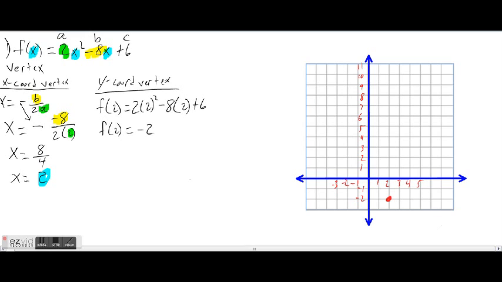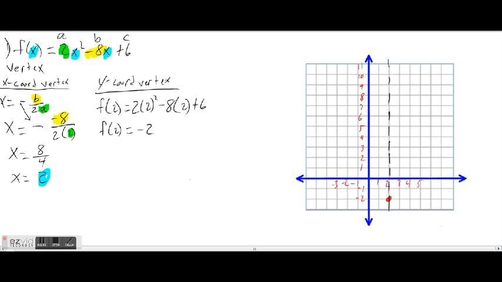Now, I know the line of symmetry goes through the vertex. Let's try to see if I had a different color. I'll just use the black color. I know my line of symmetry, or as the book refers to it, the axis of symmetry. It goes through my vertex. There's my line of symmetry.